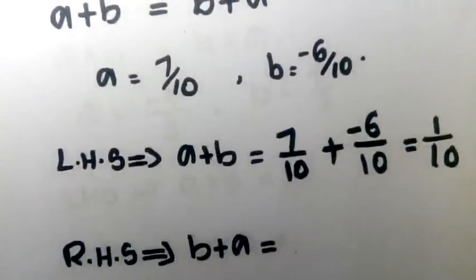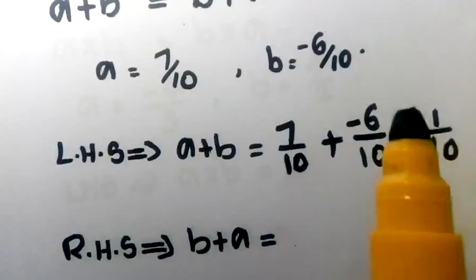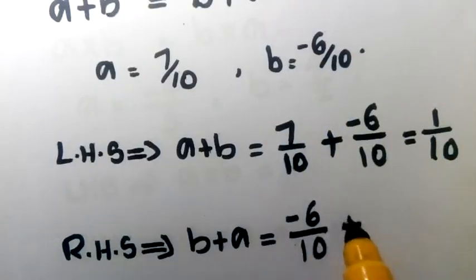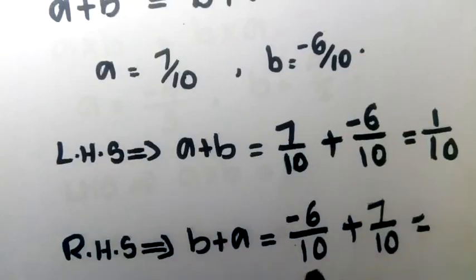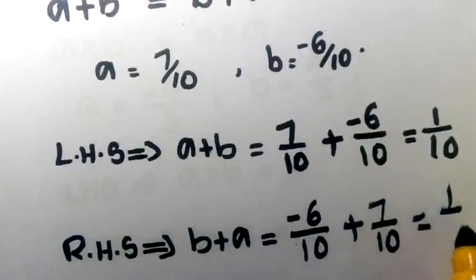Now let us check the RHS. b plus a. So b, minus 6 by 10 plus a. a is 7 by 10 is equal to. Here also the same rule. Denominators are same. Add only the numerator and keep the denominator same in the answer. 7 minus 6 is 1 and bigger number sign is plus. So the answer is 1 by 10.